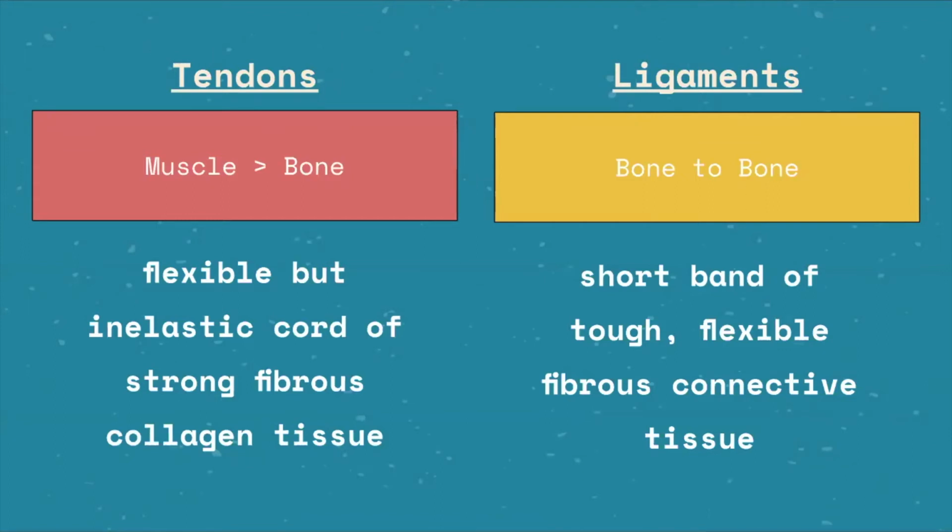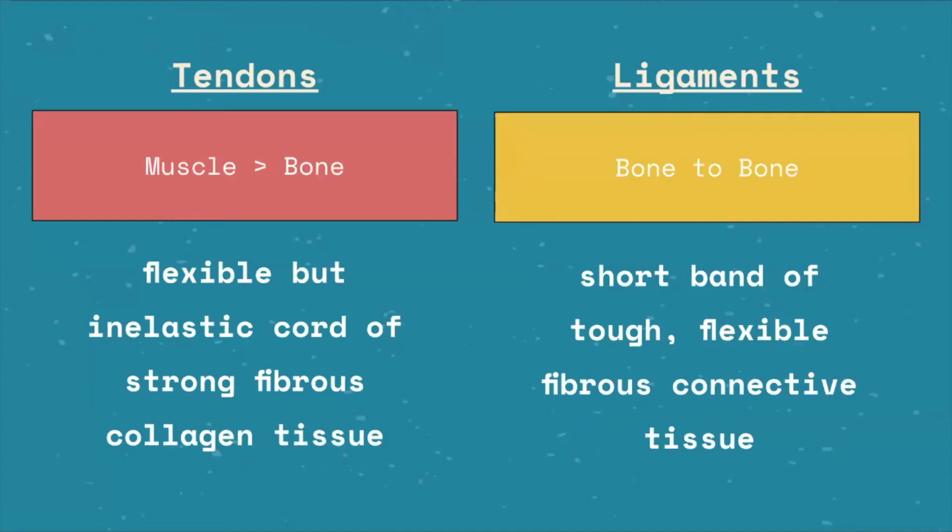Tendons are what connect muscle to bone. A tendon is a flexible but inelastic cord of strong fibrous collagen tissue. When we're connecting our muscle to our bones, it has to be flexible. But if it was elastic, like if it stretched and then went back, do you think we could move our muscles the way we do? No, it wouldn't. But for ligaments, it's a short band of tough, flexible connective tissue, and ligaments connect bone to bone. So this has nothing to do with the muscular system. It has everything to do with the skeletal system when we connect a bone to bone.